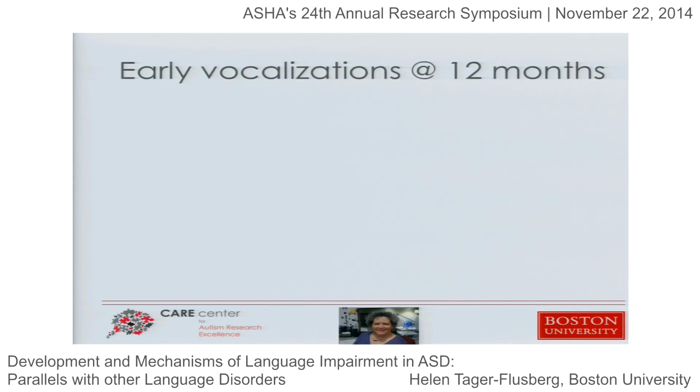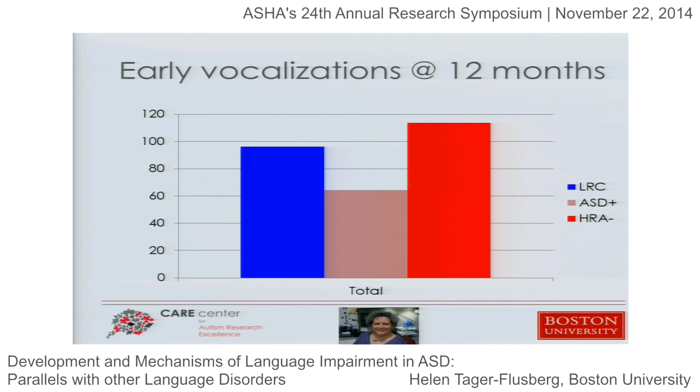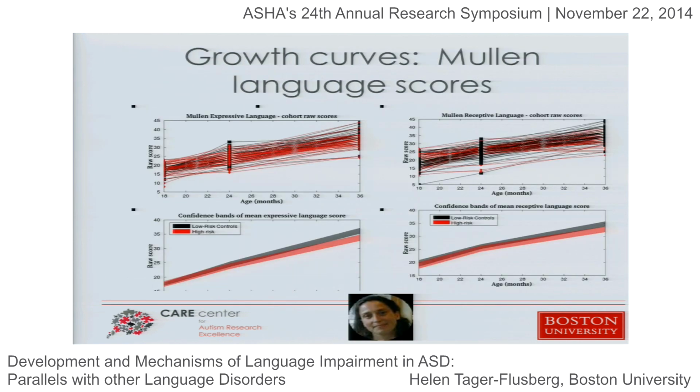And then looking at early vocalizations, and this is ongoing work, soon to be submitted, by my wonderful doctoral student, Karen Chanowski, who's sitting right here. She looked at early vocalizations at 12 months, and this is just to cut to the chase. These are the low-risk controls, these are the autism negative outcomes, and these are the kids who end up with autism. And so we can see that they are vocalizing less. And if you have questions to drill down into these data, you can address them to Karen.